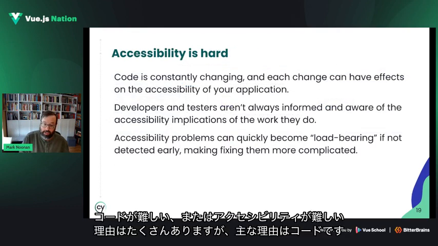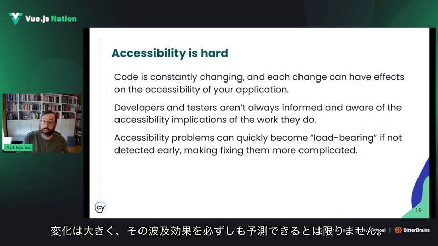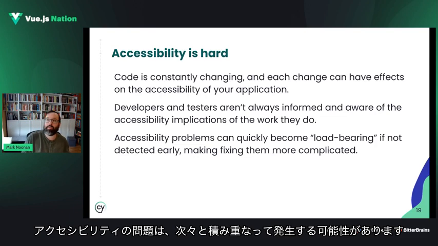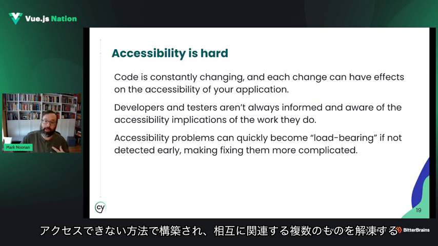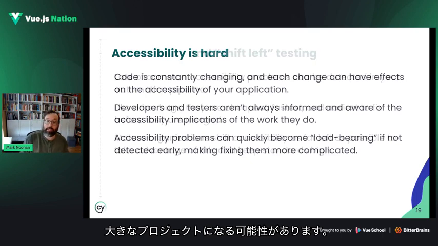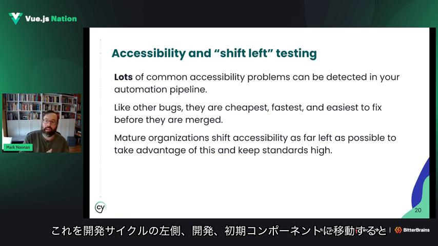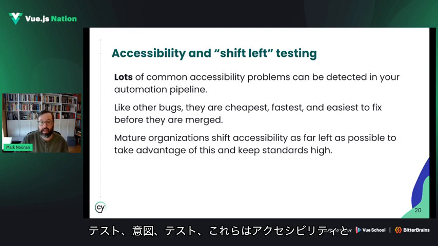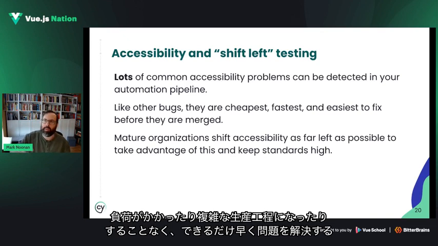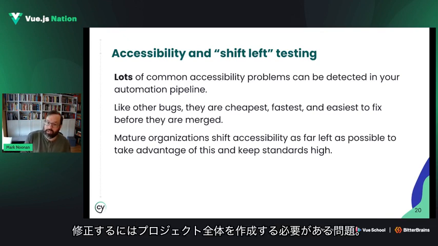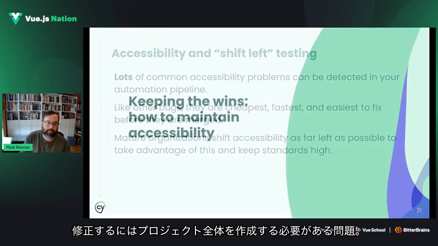There's a lot of reasons that accessibility is hard, mainly because code changes so much and you don't always predict the ripple effects. So accessibility problems can happen in ways that quickly pile on top of each other, and unpacking multiple things that are built in an inaccessible way and are all interrelated can be a big project. Accessibility is easier and better and faster to do if we move it to the left of the development cycle, into development, into early component testing, into end-to-end testing. These are the ways that we can fix issues as fast as possible without them becoming load-bearing and complex production issues that you have to make a whole project to fix.